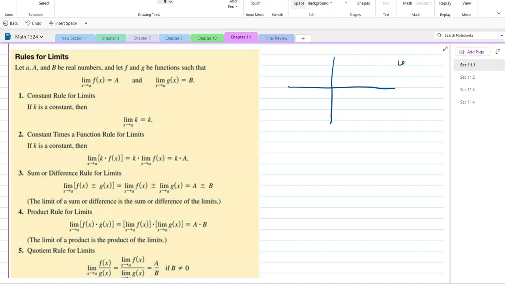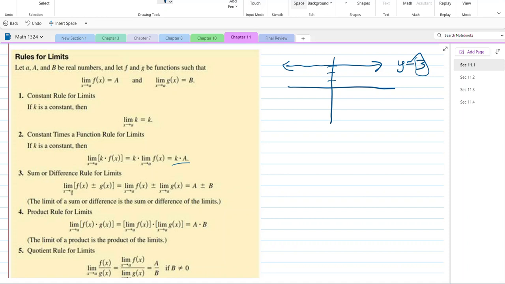So if y equals 3, we have a horizontal line. So the limit is whatever that is. So it's going to be k, 3. And that's what it's saying. So if k is a constant, then the limit of the function that has a k is k times A for f of x and k times cap B for the g of x.